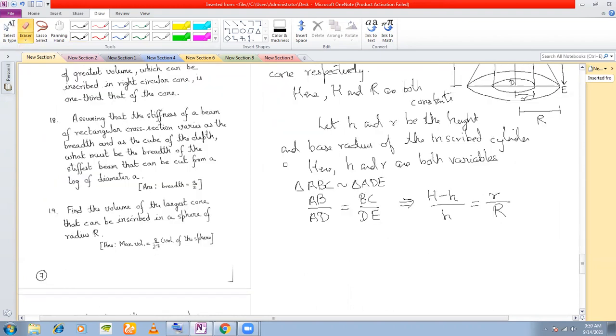Yes. So now we have got a relation between small h and small r, which later, when we write the function for the volume of the cylinder, which we need to maximize, we can, with the help of this equation, convert to a single variable, right? So let us calculate h from here. Let's cross multiply first.